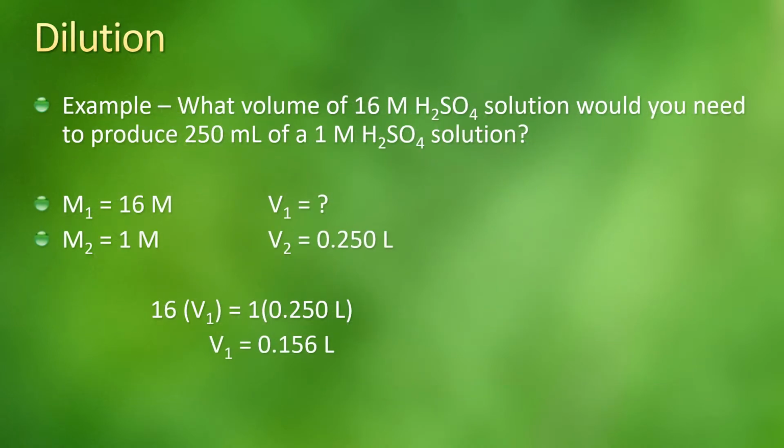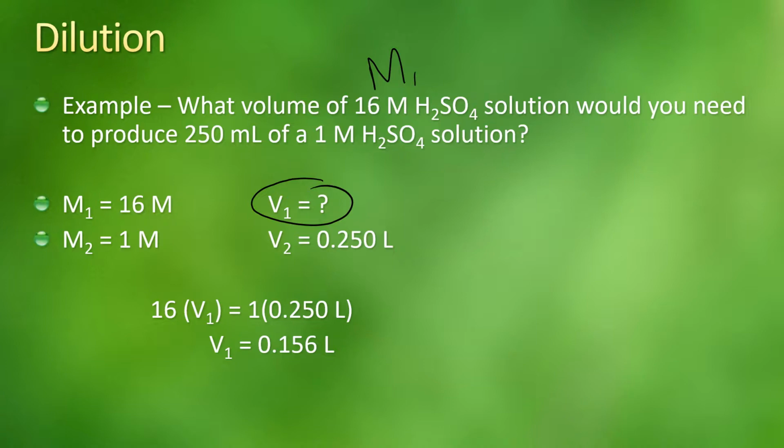All right, let's take a look at an example. What volume of 16 molar sulfuric acid solution would you need to produce 250 milliliters of a 1 molar sulfuric acid solution? Given that 16 molar is the higher concentration, this is going to be M1. The problem does not provide a volume that describes that 16 molar solution. Hence, we are looking for V1.